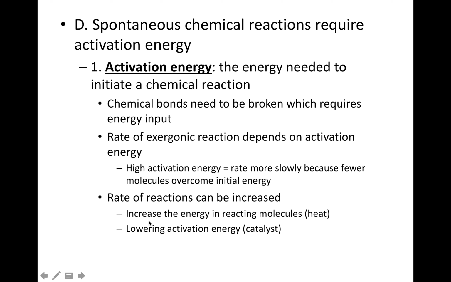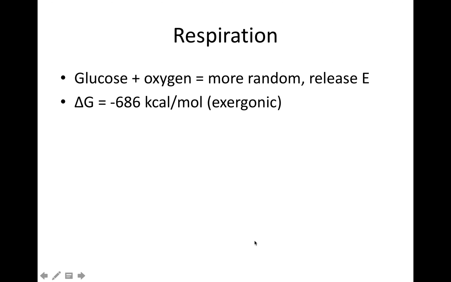And so the rate of reactions can be increased, which means that we can increase the energy in reactant molecules as heat, or we can lower it by use of a catalyst. Okay, so with cellular respiration, we have glucose and oxygen, and we're going to break it down. It's going to be more random. We're going to release energy. Delta G, this is exergonic, so it's a negative value, negative 686 kilocalorie per mole.